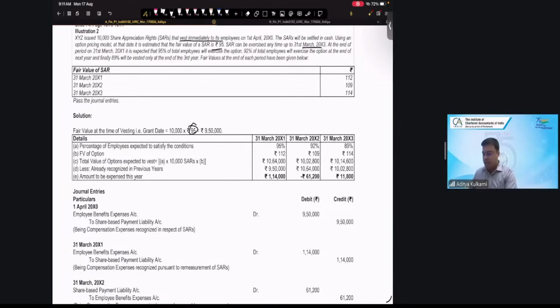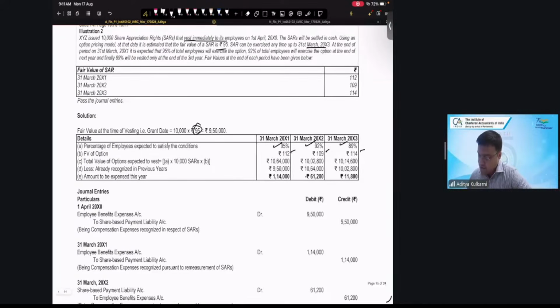So 10,000 into 95, 9,50,000. Percentage of employees expected to satisfy the condition: 95%, 92%, and 89%. Fair value 112, 109, 114. This is at the closing date of each reporting period. Total value is 10,000 SARs into the percentage of employees expected to satisfy into the fair value, that is 112. So 10 lakh 64,000, 10 lakh 2,800 and 10 lakh 14,600.